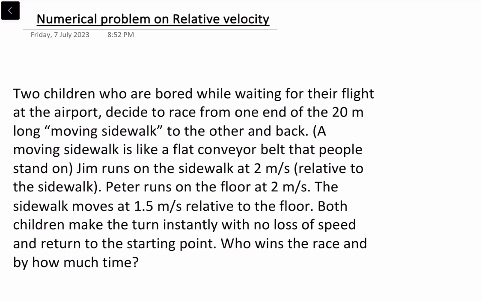If we observe here, there are two children. One child's name is Jim and the other child's name is Peter. And the flight was delayed, so they were bored at the airport. So they started to race from one end of the 20 meters long moving sidewalk. What is this moving sidewalk? It is just like a flat conveyor belt that people can stand on.